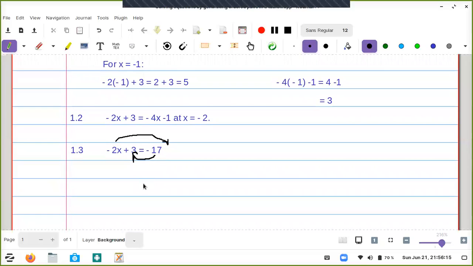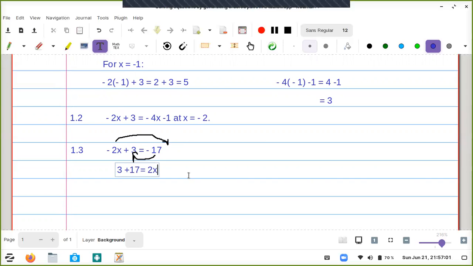So which means it is going to be what now? First of all, I transposed the -17. Since it has gone over the equal sign, it means it is going to take the opposite operation, which means it's going to be +17, right? Then I've also transposed the whole term minus 2x to go over, which means it is going to be plus 2x.